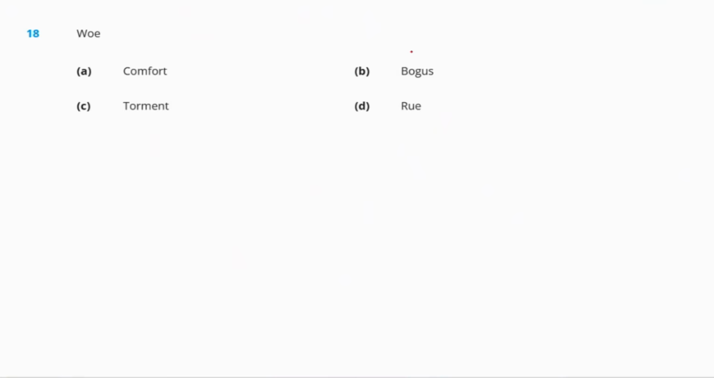Now, what does woe mean? Woe means great sorrow or distress. Great sorrow or distress. Okay. So the options now are option A, comfort, option B, bogus, option C, torment, and option D, rue. So the meaning for comfort, we all know.